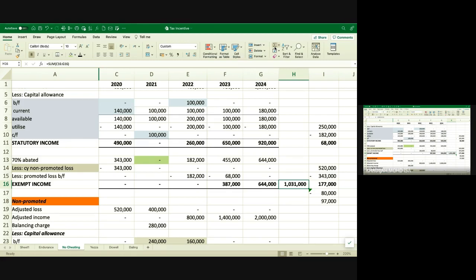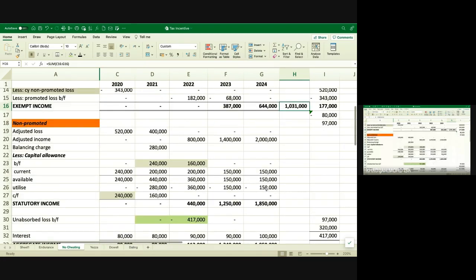So if I were to compare this pioneer status with other incentive, one way is to look at your exempt income. How much is your exempt income? Okay, so we are done with question number 2.